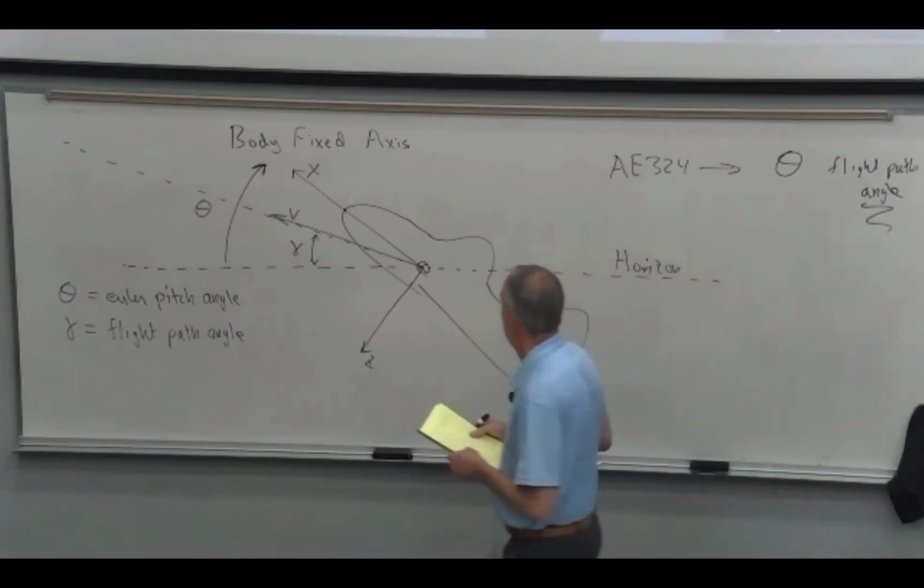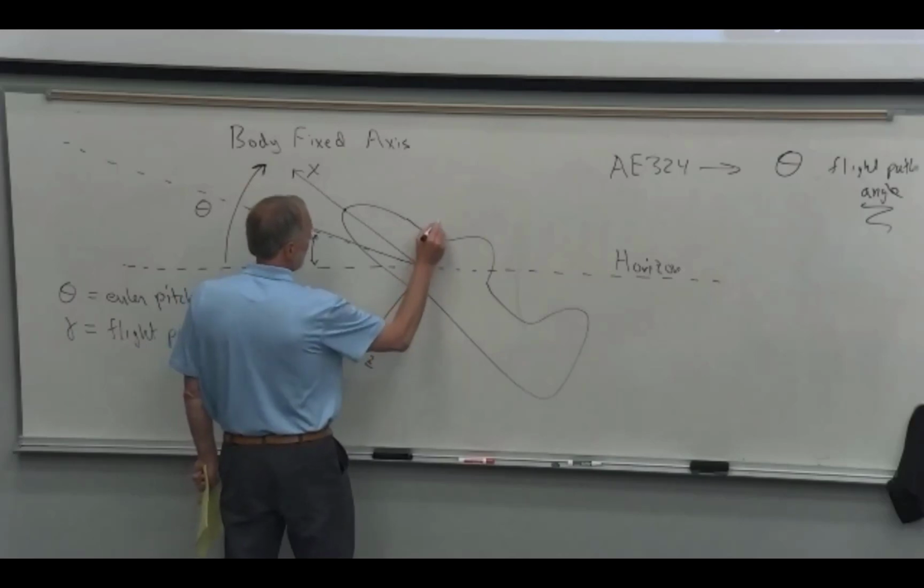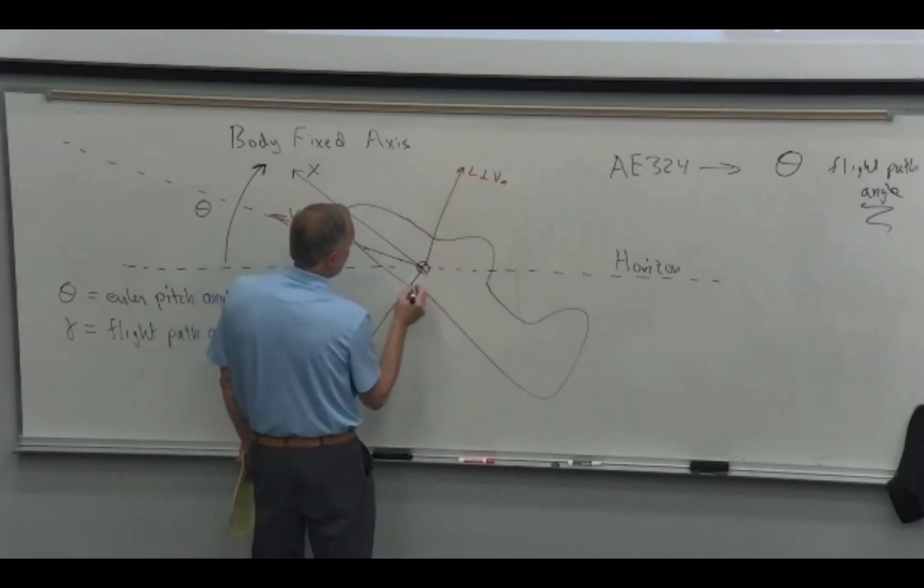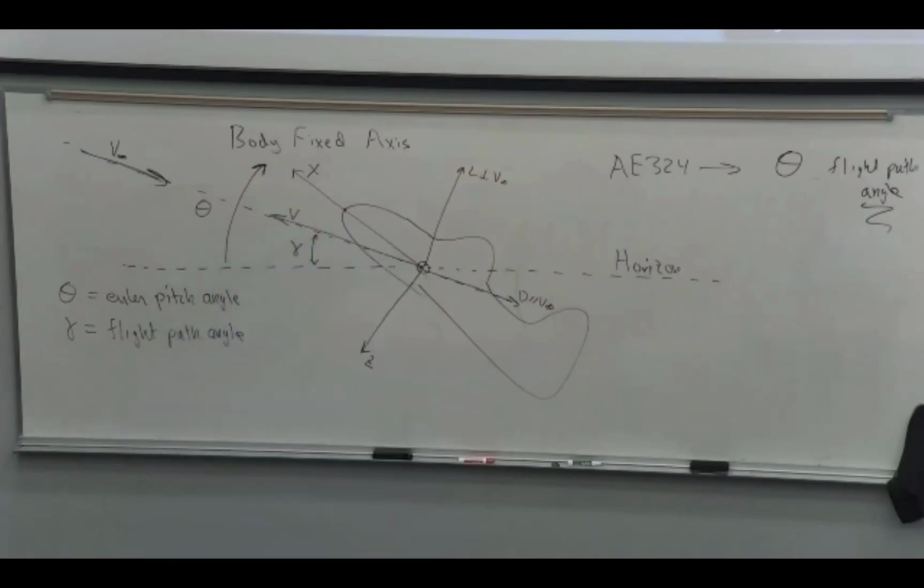Now which way is lift? Lift is perpendicular to V infinity by definition. We could define it any way we want, but that's what most people do. And then drag is parallel to V infinity, right? Yeah, this is the velocity of the airplane. We're not saying that there's any wind or anything. And so the relative wind coming in is just the opposite direction.